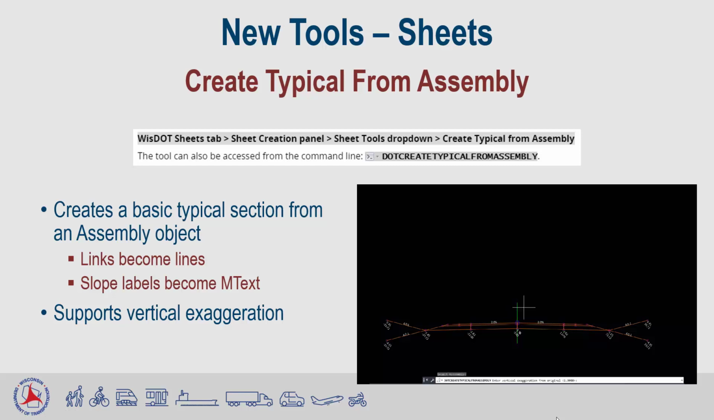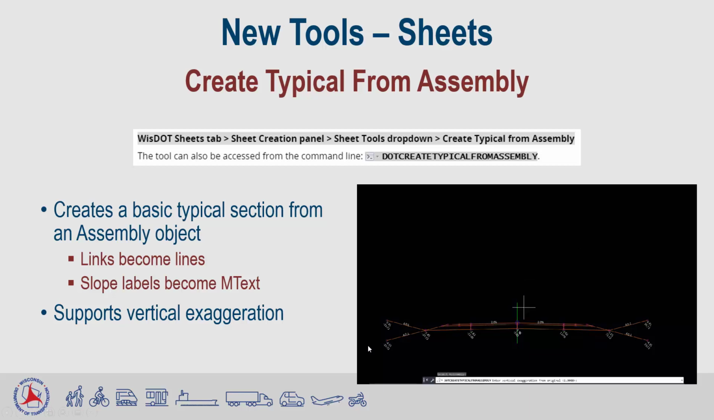Another new tool that we introduced this year is the Create Typical from Assembly tool. So the idea here is you're not going to get a final typical section by using this tool, but it's going to give you a good start. A request that we had was: I have these assemblies and they represent what my roadway should be. I'd really like to just make a typical section out of it. So we did just that.